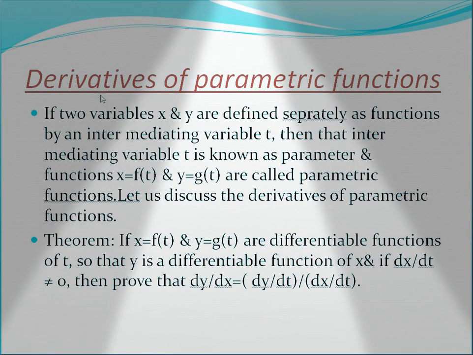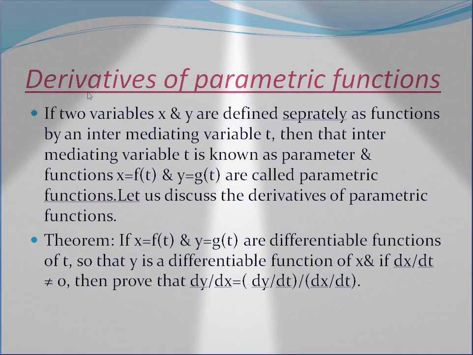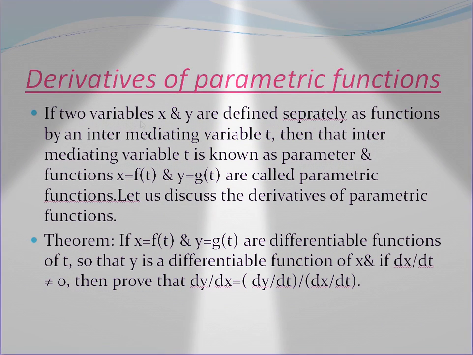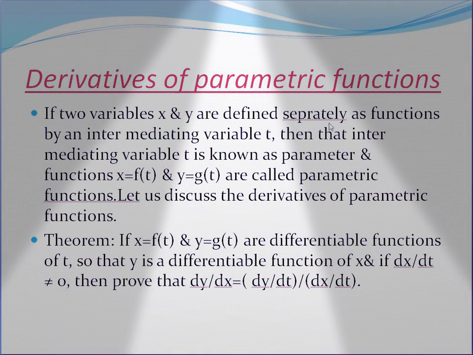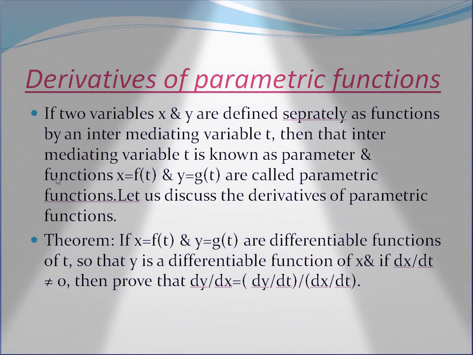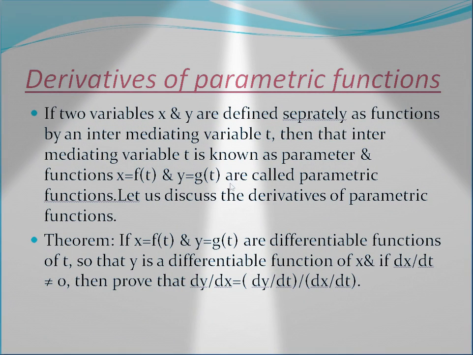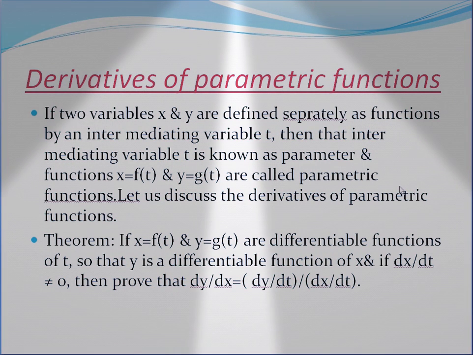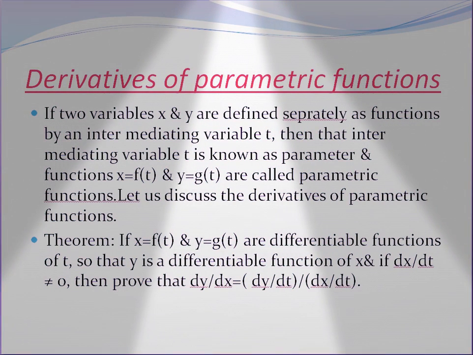Okay, now the first unit is derivatives of parametric functions. If two variables x and y are defined separately as functions by an intermediating variable t, then that intermediating variable t is known as a parameter, and the functions x equal to f of t and y equal to g of t are called parametric functions. Let us discuss the derivatives of parametric functions.